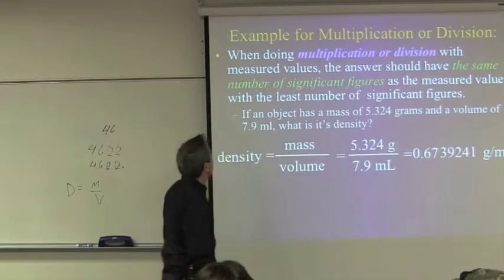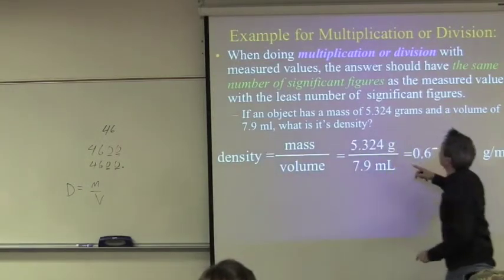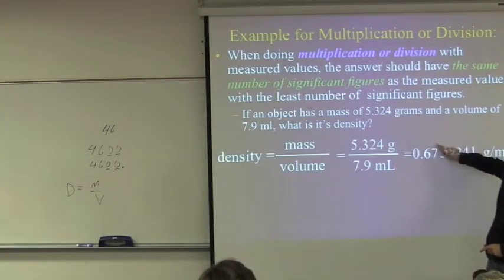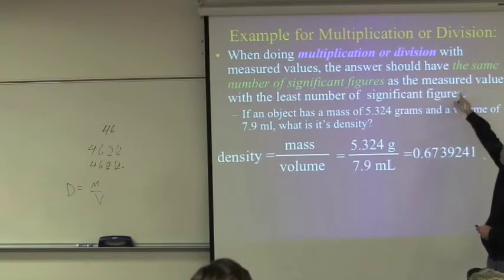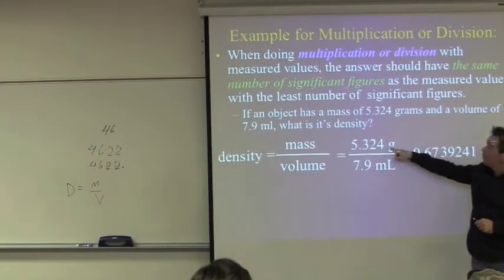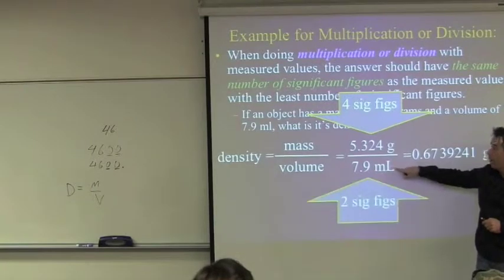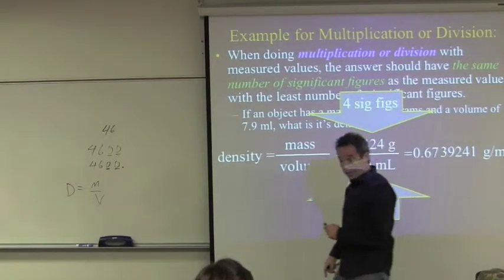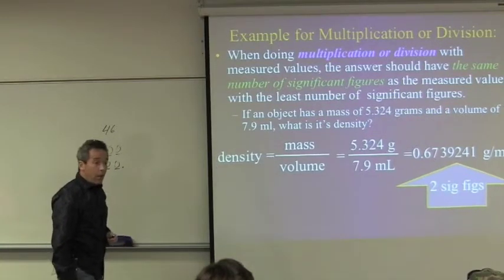So let's see. When we're doing this calculation, the answer should have the same number of significant figures as the measured value with the least number of significant figures. How many significant figures are here in this number? And here? 2. So how many should I have in the answer? Right. Okay. So now what do we do?